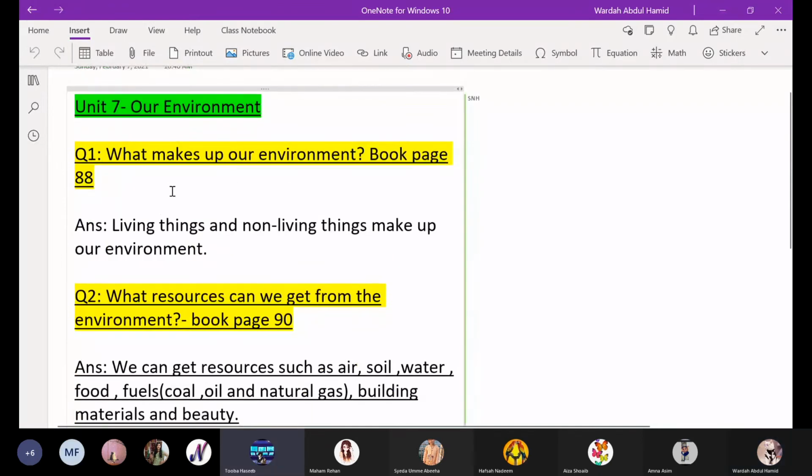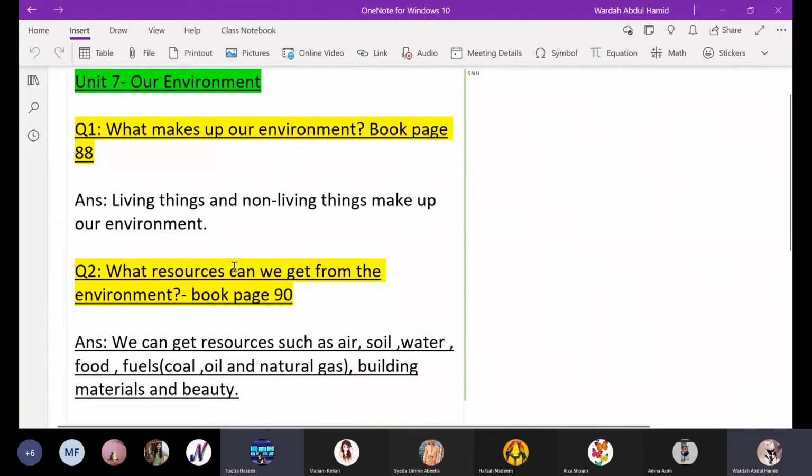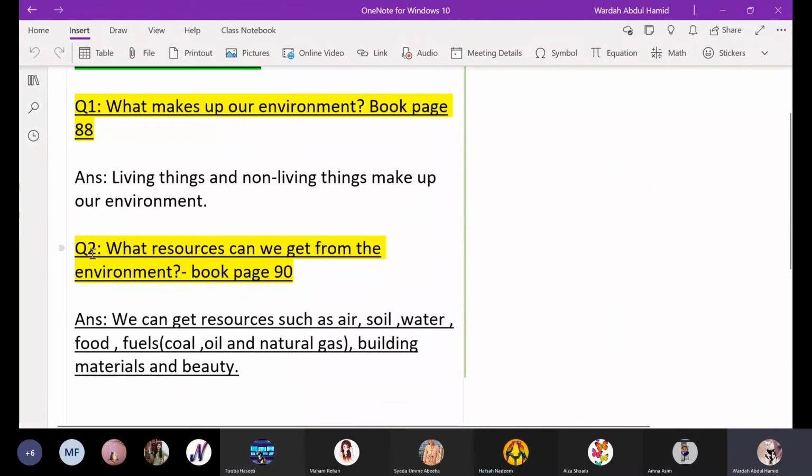One, what makes up our environment? Answer: Living and non-living things make up our environment. Yes, Tuba, read the next question.